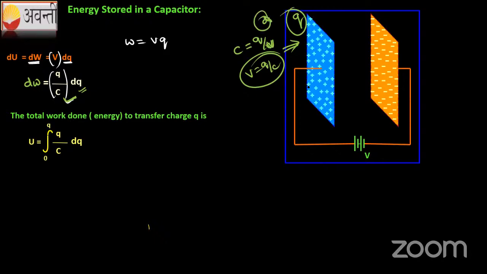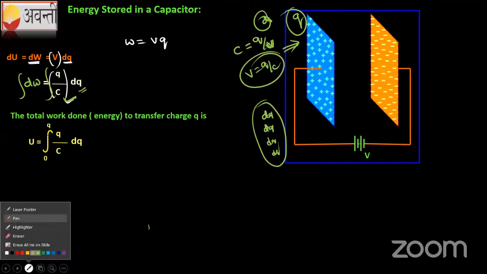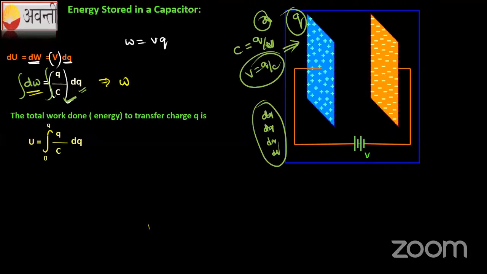To store Q amount of charge, all these small dQ amounts of charge have to be added. Correct? It is nothing but integration. Integrate both sides. On integrating both sides, W is equal to 1 by C, which is a constant, the capacitance is constant, take it outside, and integration of Q into dQ.